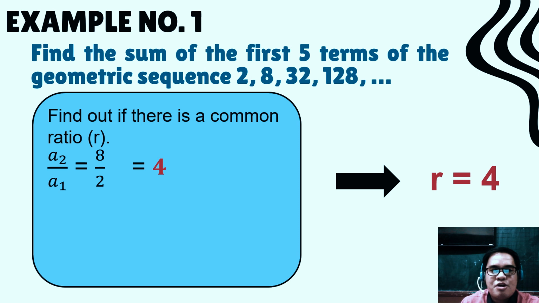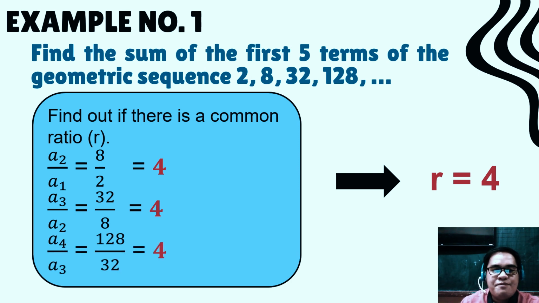What makes that 4? Because a sub 2 divided by a sub 1, which is 8 over 2, is equal to 4. A sub 3 over a sub 2 is equal to 32 over 8, or 4. Or a sub 4 over a sub 3 is equal to 128 over 32, which is 4. As you can see, there is a common ratio between any two terms in a geometric sequence.